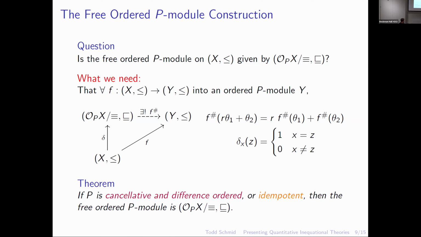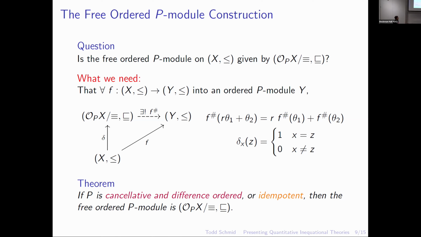Okay, so here's what I've shown about this. I've sort of split the class. I'm trying to determine the answer to this question in terms of properties of the ordered semi-ring P itself. There are some properties of the ordered semi-ring P that actually guarantee that this indeed is the right construction of the free ordered P module. And I'm going to talk about these two individual cases over the next couple slides.